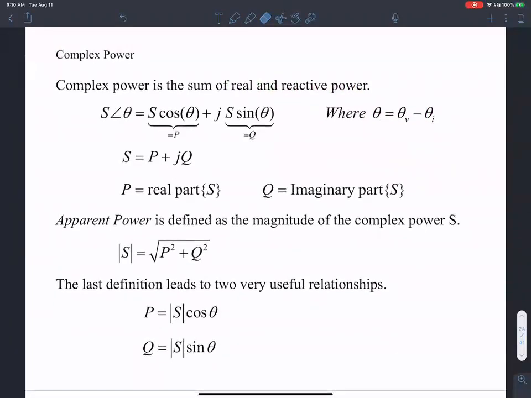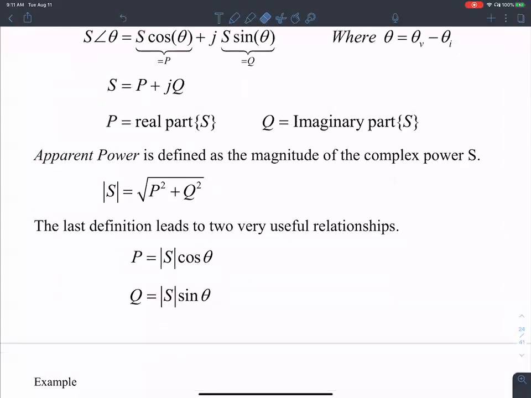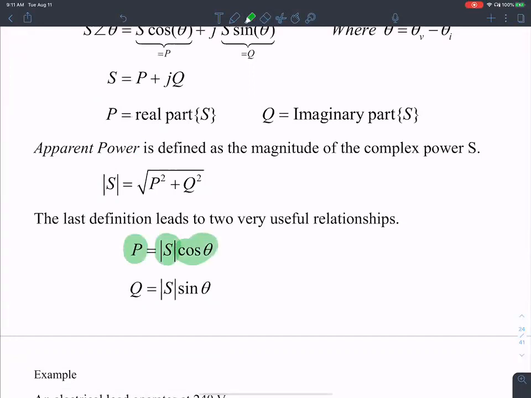So very, very simple idea. S angle theta, when you express it in rectangular form, is S cosine theta plus j S sine theta. So the real part of S is P, and the imaginary part of S is called Q. Now the apparent power is defined as the magnitude of the complex power. When you take the magnitude of the complex power, that's called the apparent power. P is defined as S cosine of theta, and Q is defined as the magnitude of S times sine of theta.